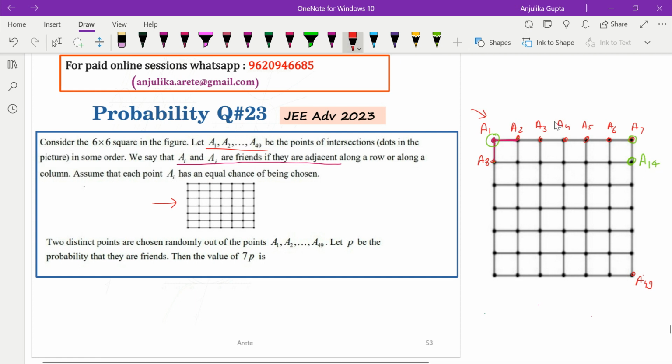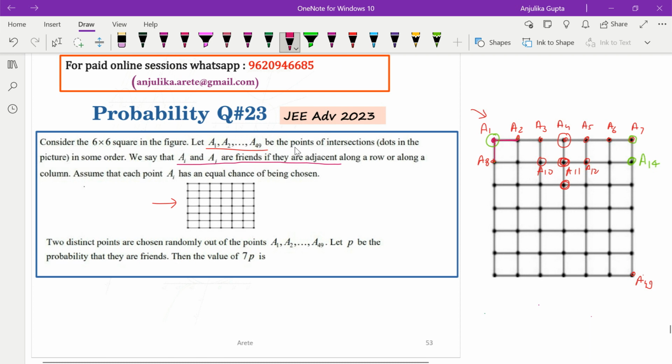What else? If you look at, let's say, A4, A4 will have three friends: A3, A5, and whatever is this point. This point is A11. Similarly, if I start looking for friends of A11, it will have four friends, namely, this is A10, this is A12, A4 of course, and whatever is the name of this point. A11 has four friends.